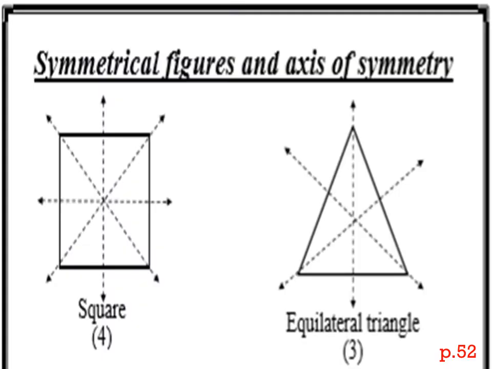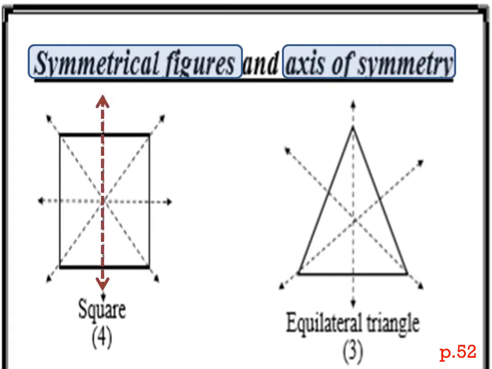And now let's see the lines of symmetry on the shapes. Here are the symmetrical figures and axis of symmetry. Axis of symmetry means the line of symmetry. Here in the square, when we cut it like this, we have two equal parts. And also we can cut it like this, so here we have another two equal triangles. And if we cut it like this, we have two equal rectangles. And also we can cut it like this, so it will be two equal triangles.